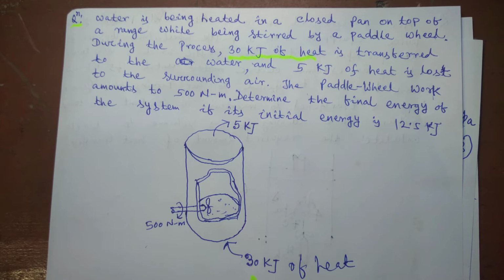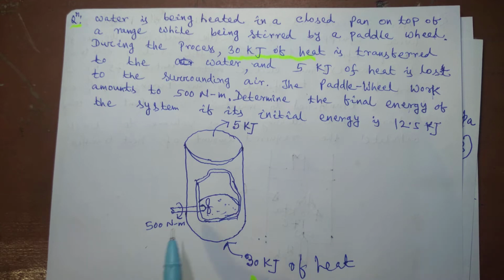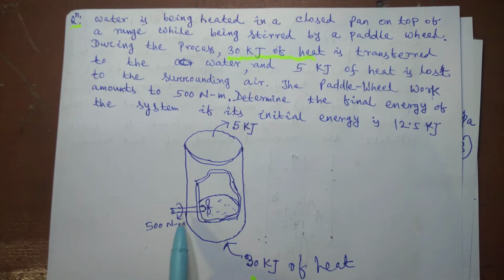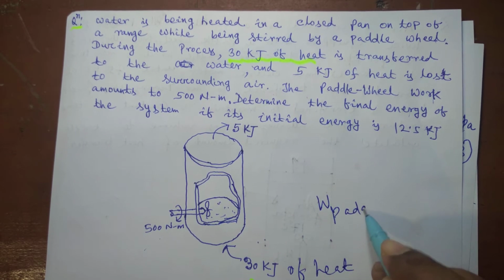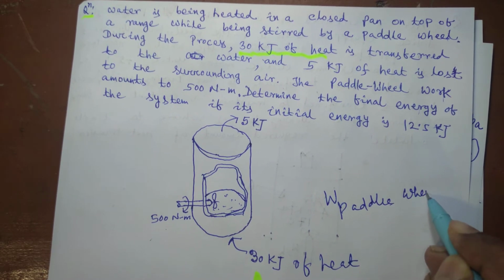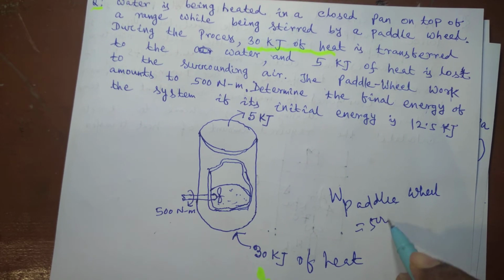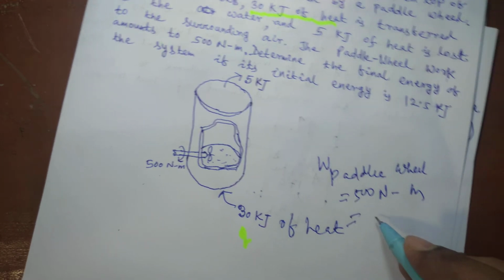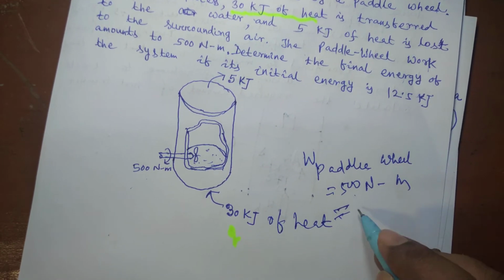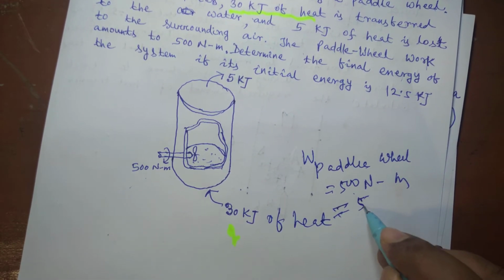So for calculation purposes, when there is a paddle wheel work, you should take a negative sign before the paddle wheel work, because that is work done on the system. So here the paddle wheel work is input into the system. The paddle wheel work is 500 Newton meter. 1 Newton into 1 meter is a joule, so 500 Newton meter results in 500 joule.